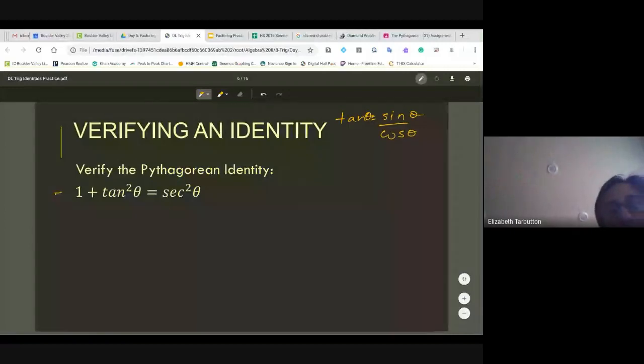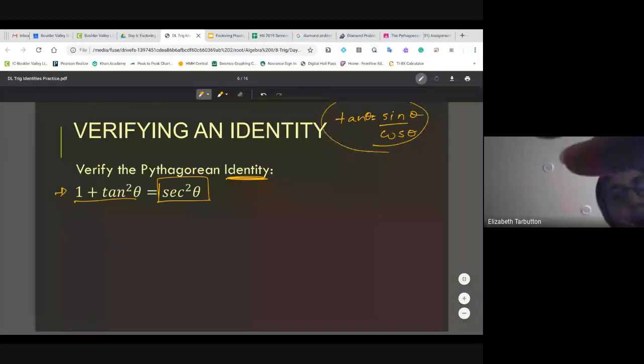Whenever we're proving an identity, we want the left side to be equal to the right side. So I cement this right side as it is. I don't touch it. I know that that's my goal, and I'm trying to turn this left side into this right side. So I'm going to start with this relationship that I identified from my notes, and I'm going to substitute in sine squared theta over cosine squared theta for tangent.